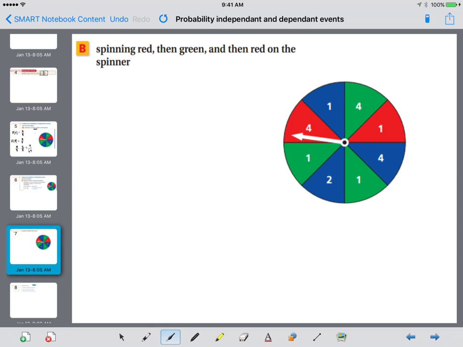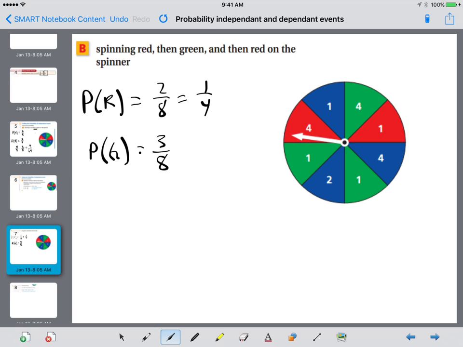Well, let's find the probability of spinning red, then green, and then red on the spinner. So the probability of spinning a red, typically we put big P, parentheses, and we put the event. So the probability of spinning a red would be 2 out of 8 or 1 out of 4. The probability of spinning a green, first spin does not affect it. So the probability of spinning a green would be 3 out of 8. And the probability of spinning a red, it's not affected, so it's the same as before. It's 1 out of 4.